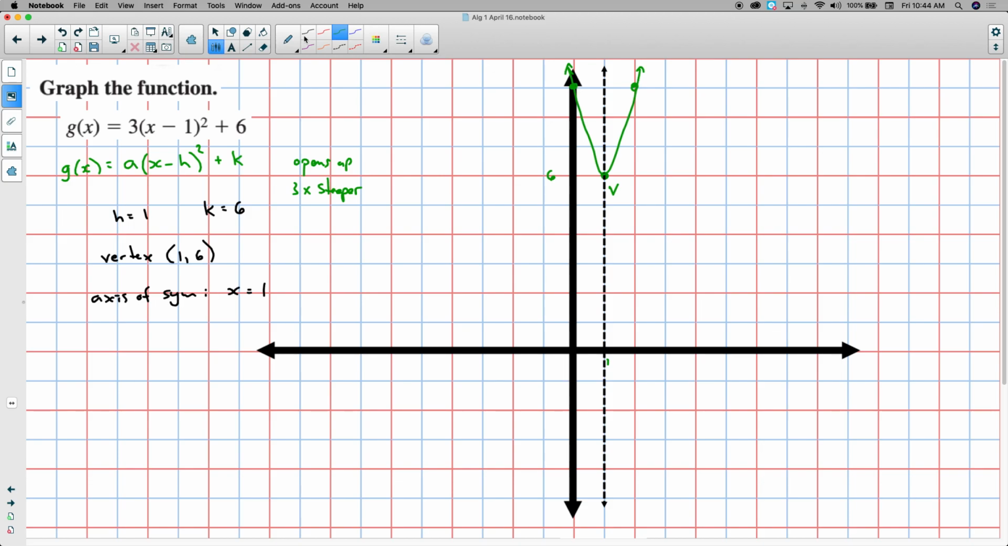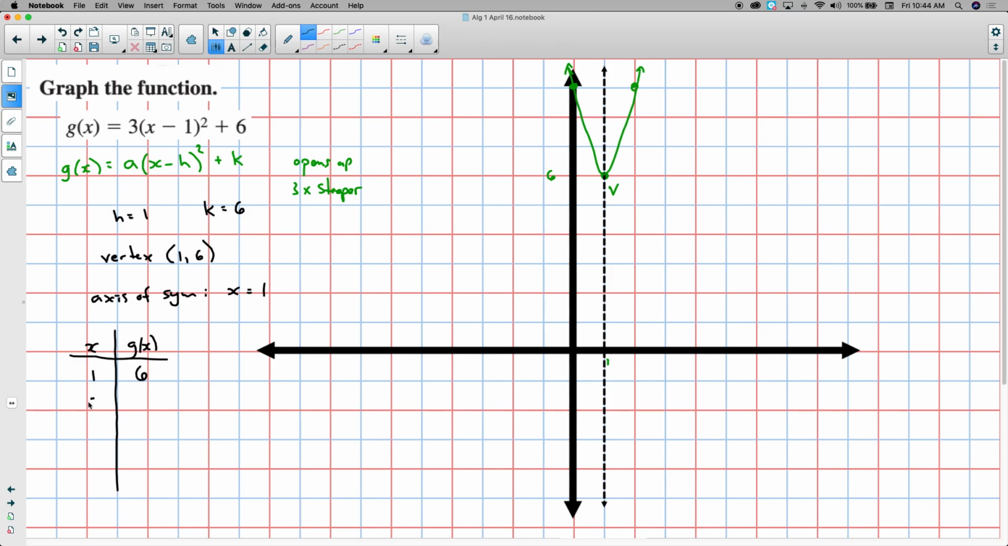One more thing that I would point out. I don't need you to be building a bunch of T-table stuff, but we know one thing that would happen, and that is if I put in 1, I get out 6. I'll confirm. 1 minus 1 is 0, 0 squared is 0, 0 times 3 is 0, plus 6 is 6.